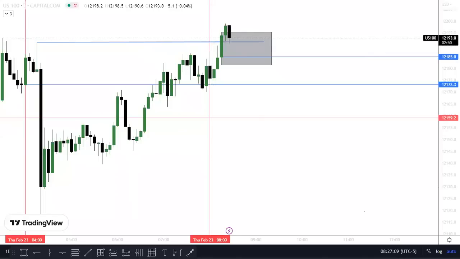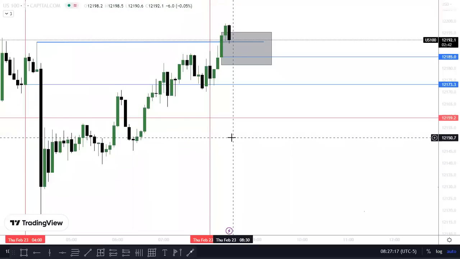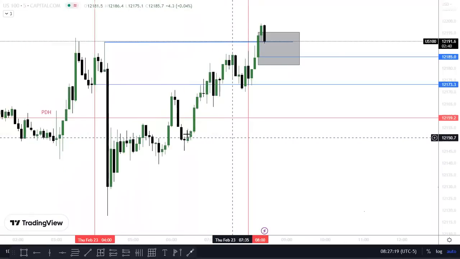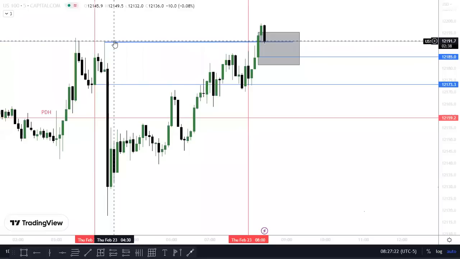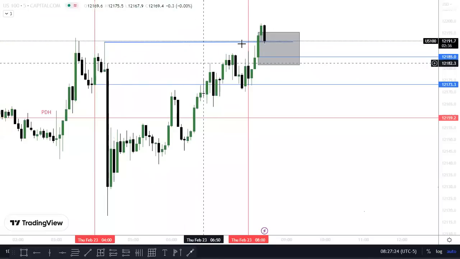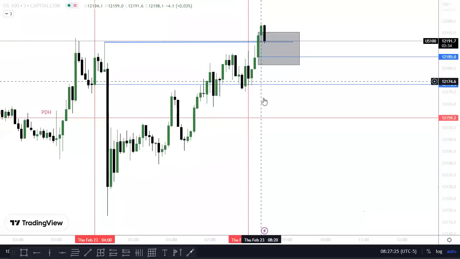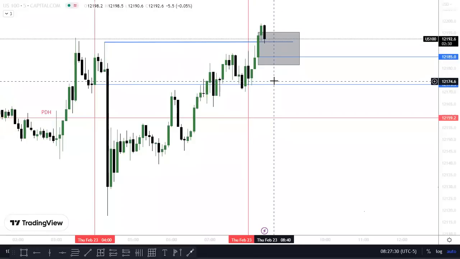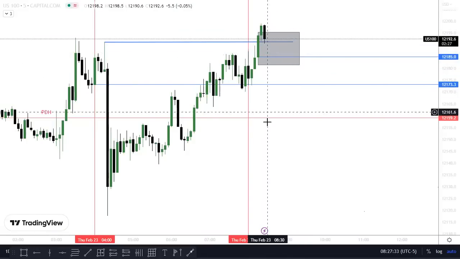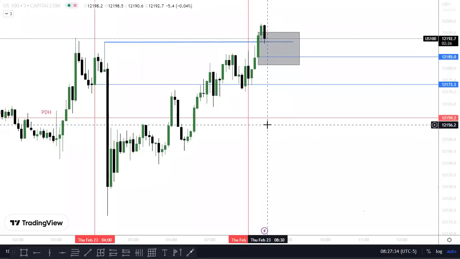You have to be realistic, guys. It's realistic. So this is the previous day's high. This is the high that's in the market right now. This is the order block we're looking for. What if it drops and it never retraces? You don't get a trade.